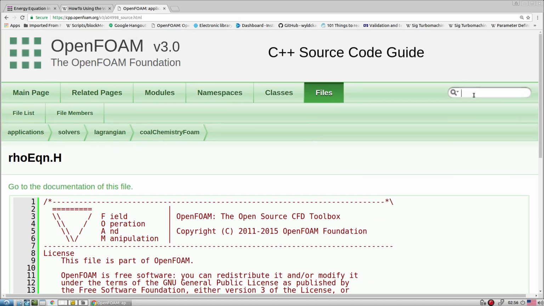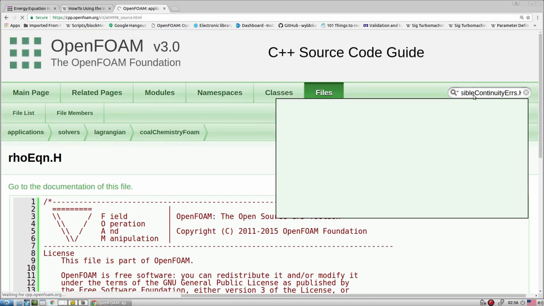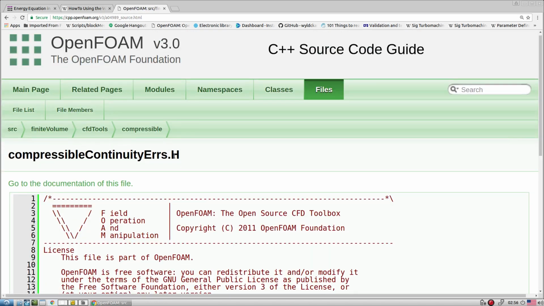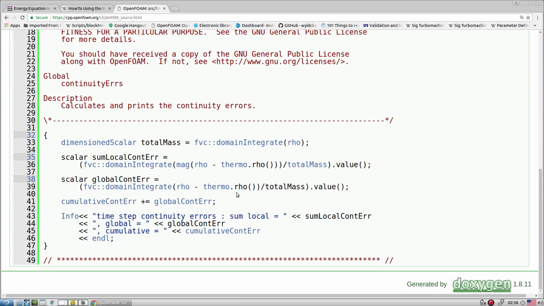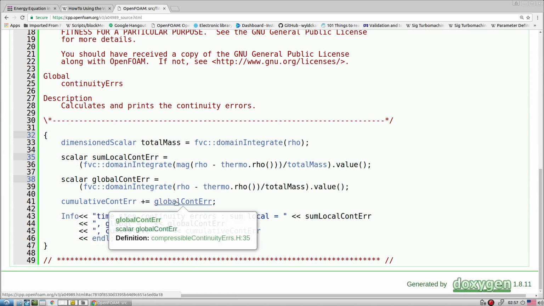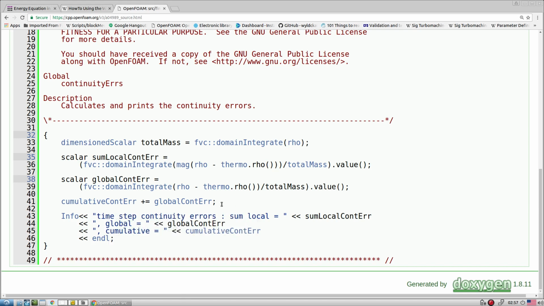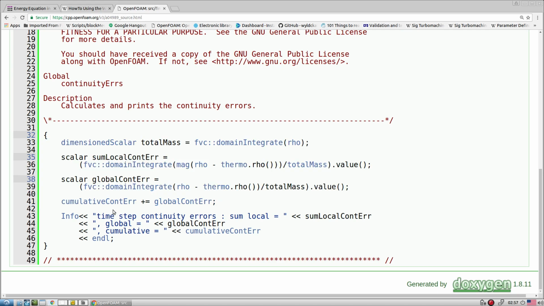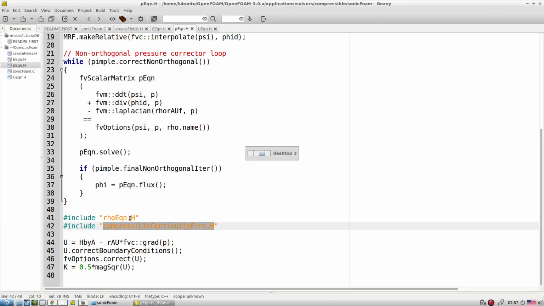So let's look at that portion from here. Compressible continuity errors. Here is how it tries to calculate the continuity error. But for the compressible class of flows, in the same way you have a cumulative error and the global error. If you remember, when we discussed the continuity error, we observed similar types of lines. So one is the cumulative error, another is the global error. That is what one can see from that area.